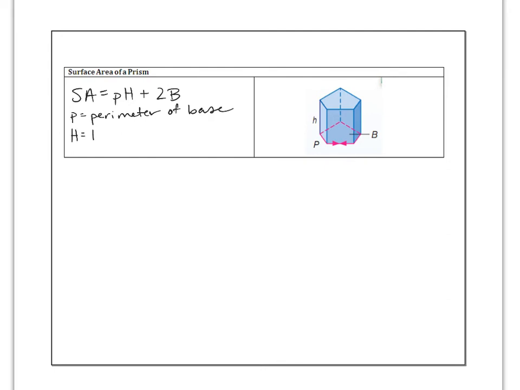Capital H stands for height of the prism, or height of the object. And capital B stands for area of the base. So you have to actually find those 2 areas and add them on.